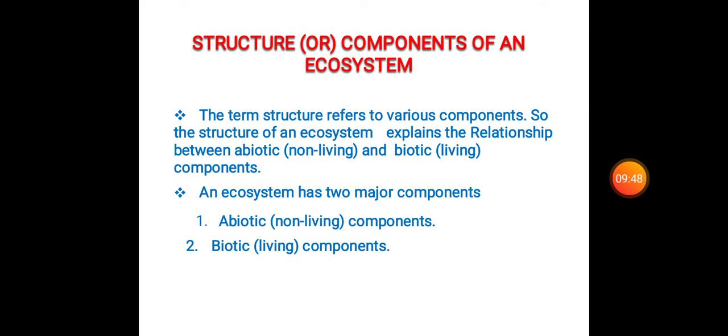This ecosystem mainly has two types of components: one is the biotic and the other abiotic. Biotic means producers, consumers and decomposers. Abiotic means related to sunlight, water, land, sky, and others like this. The various relationships between these biotic and abiotic components can be explained in the structure and components of an ecosystem.